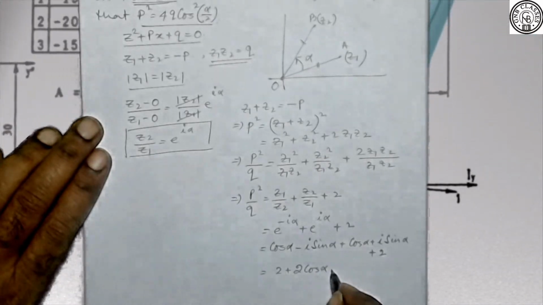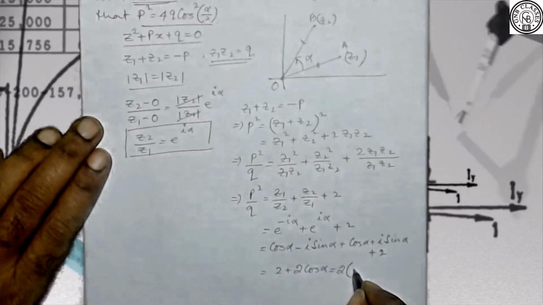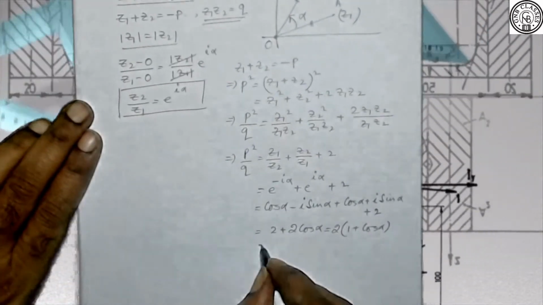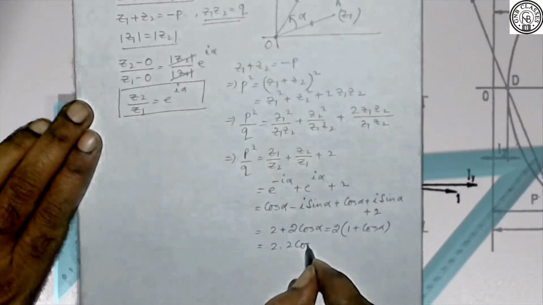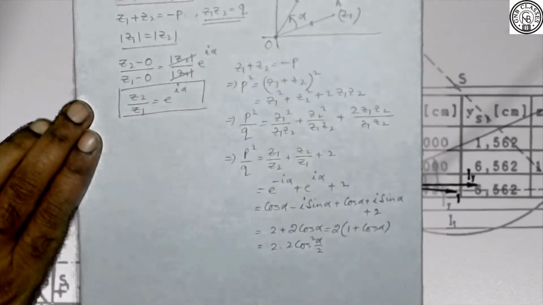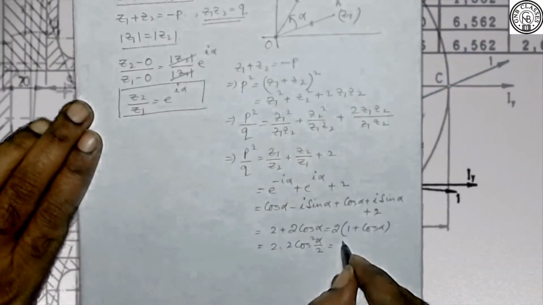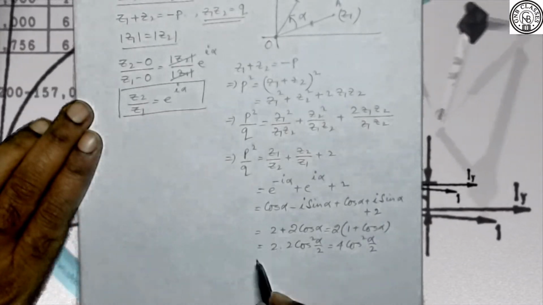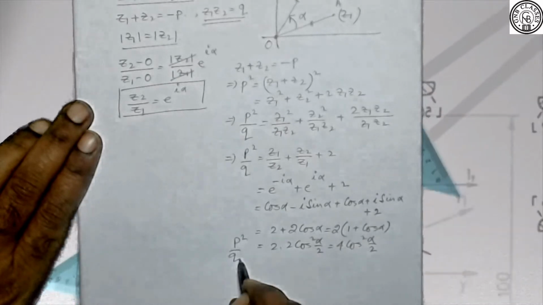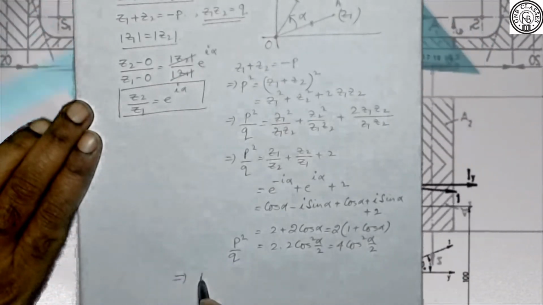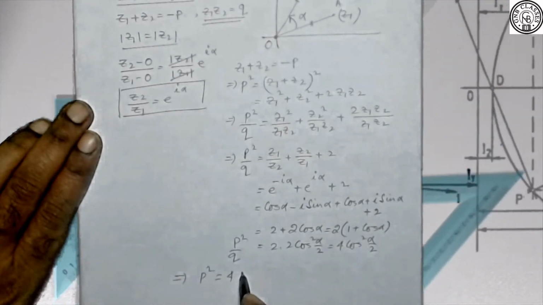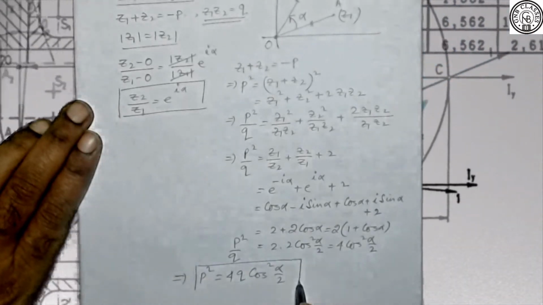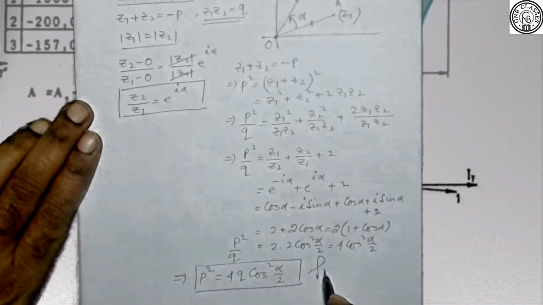Now if I take 2 common, it will be 1 plus cos alpha, which is actually 2 cos square alpha by 2. Is it clear or not? So it is coming to 4 cos square alpha by 2, which equals P square by Q. That implies P square is nothing but 4Q cos square alpha by 2. Yes or no? So proved.